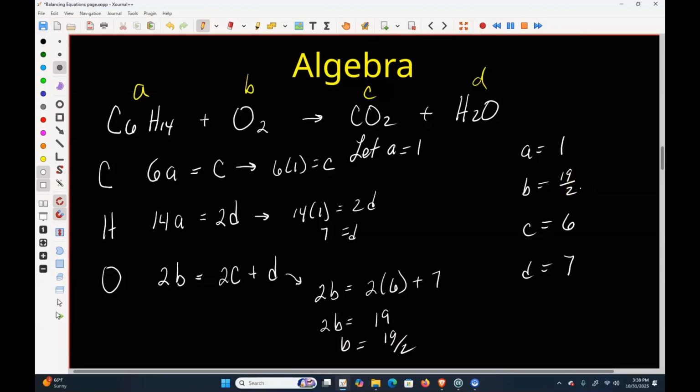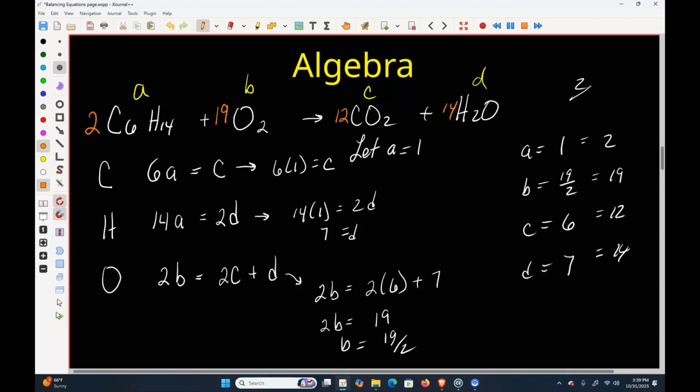Well, I can't have halves there, so let's multiply everything by 2. So there's a 2. This becomes 19. This becomes 12. This becomes 14. So my balanced equation will be, I have 2 here, 19 here, 12, and 14.